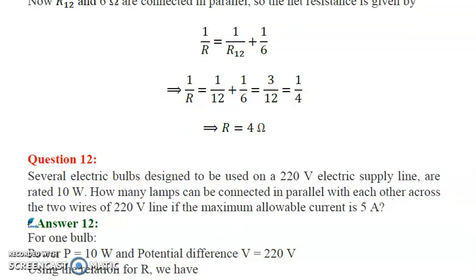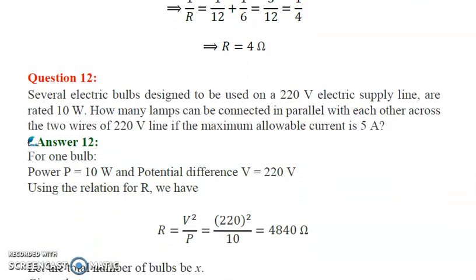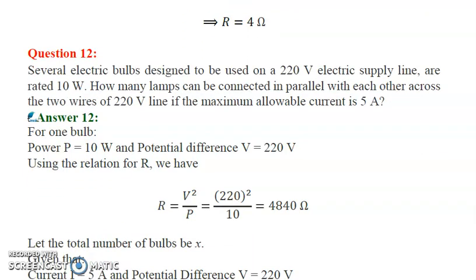Next is question number 12. Question number 12 says several electric bulbs designed to be used on a 220 volt electrical supply line are rated 10 watt. So what we have been given is the voltage and the power as well. How many lamps can be connected in parallel with each across two wires of this line if the maximum allowable current is 5 ampere?